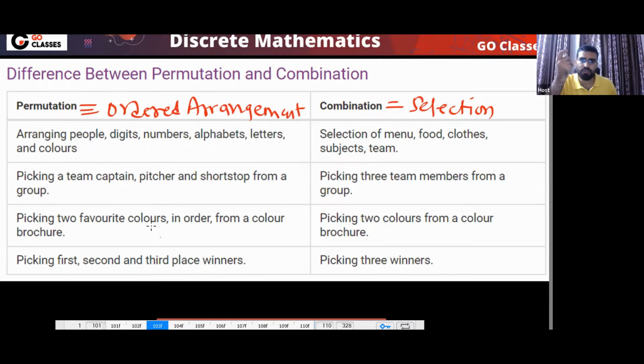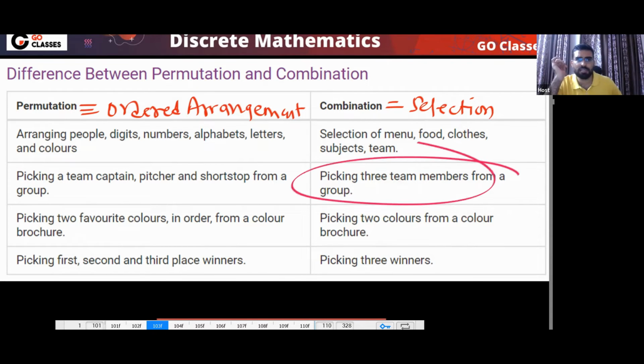Similarly, picking two favorite colors, like you are picking your two favorite colors in order. Like first you will pick your most favorite, and then you will pick your second favorite. So here also order will matter. What is your most favorite and what is your second favorite? But here order does not matter, yes or no? Picking two colors, here order does not matter.